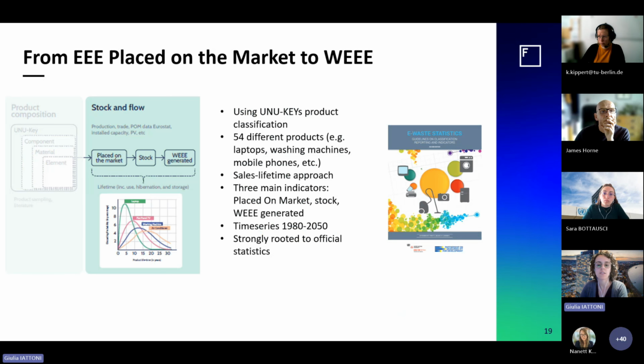Then we apply a stock and flow model to quantify the three main indicators of e-waste statistics: placed on the market, stock, and waste generated. We apply a sales-lifetime approach, quantifying first the amount of products that are placed on the market, starting from the trade and domestic production statistics. Then we apply a lifetime profile to derive the WEEE generated, and consequently also to calculate the products in stock. The stock and flow model is applied to a long time series, and it is strongly rooted in the principles of the official e-waste statistics.